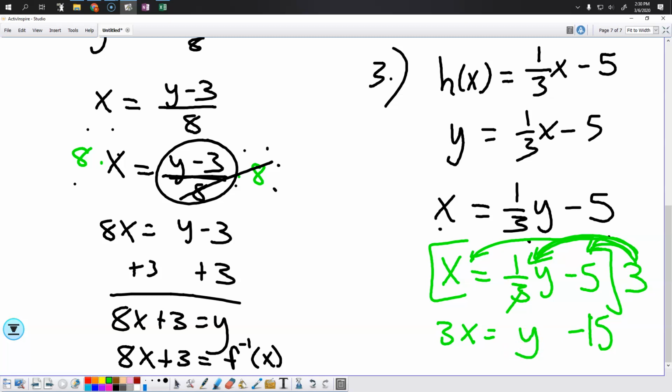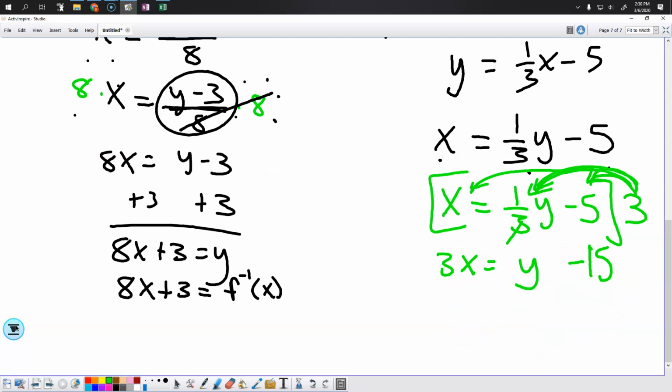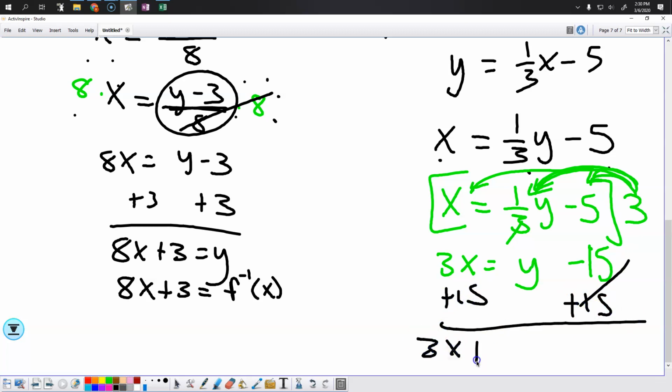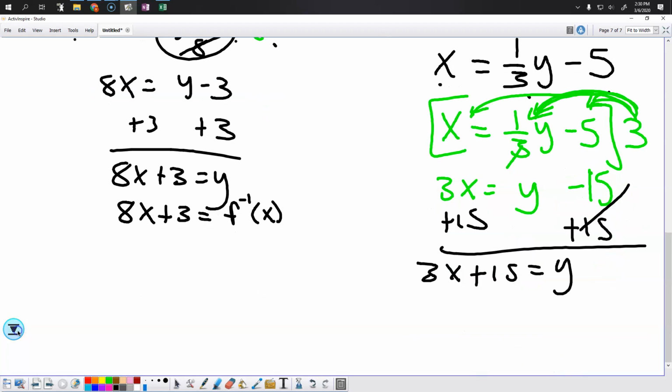After you get past that step, it's pretty simple. What would I do to get y by itself? Add 15. So there's a few ways you could have handled that one. There's not just one way, but you should end up with the same answer. We're pretty much just distributing 3 in. Yeah, exactly. All right, so I think I'm going to stop there.